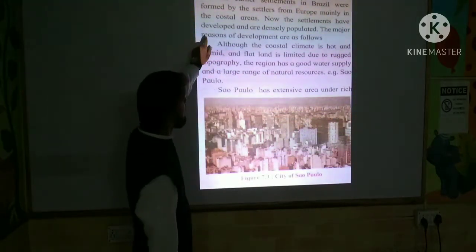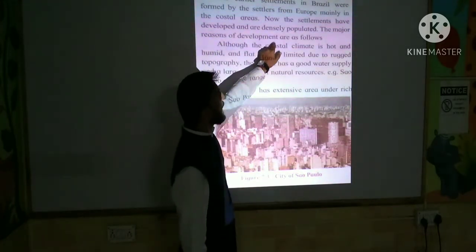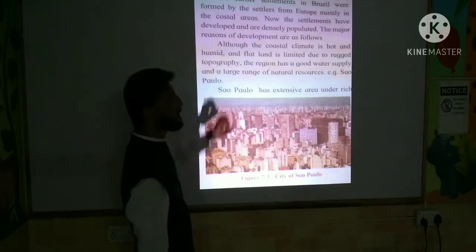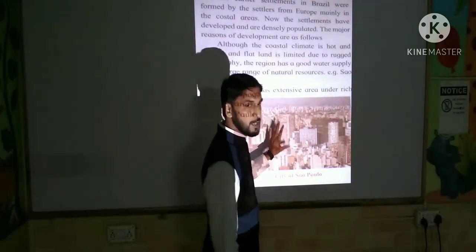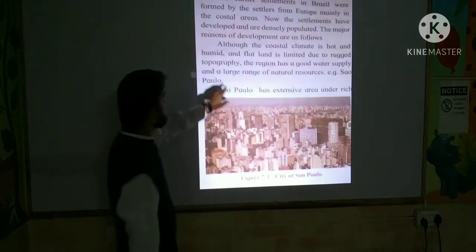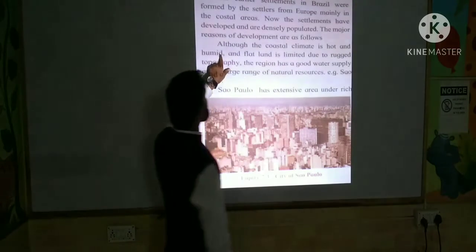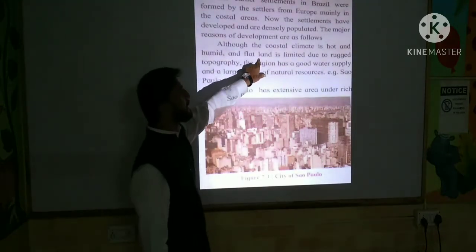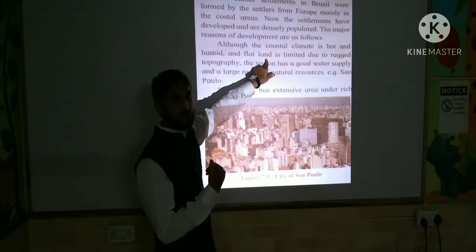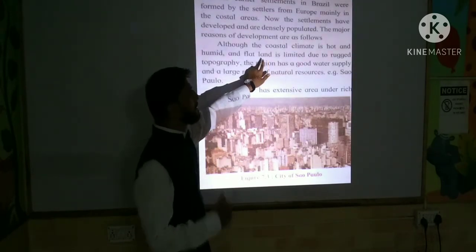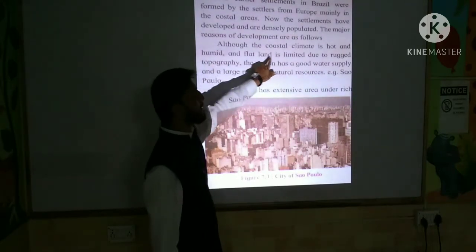So the major reasons of development are as follows. Now here some points are given. Why did development mostly take place in the coastal region of Brazil? For that, number one point: although the coastal climate is hot and humid and the flat land is limited. See students, these are two negative points of this coastal region. Which are they? First, the climate is hot and humid and flat land is limited.